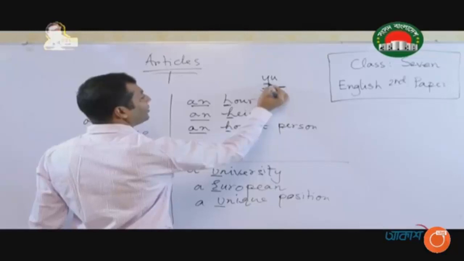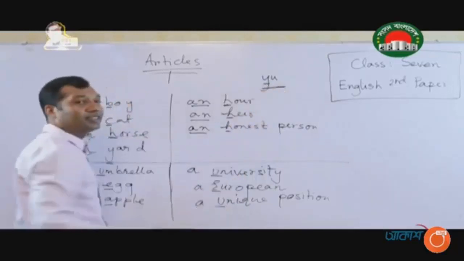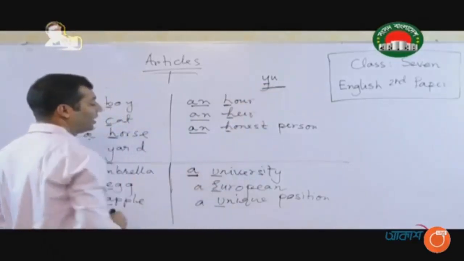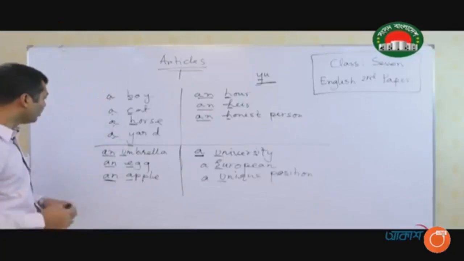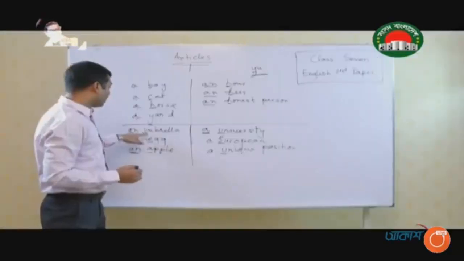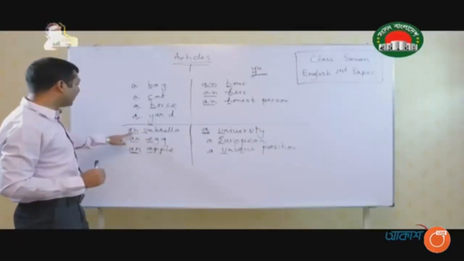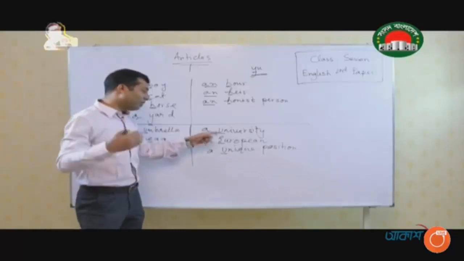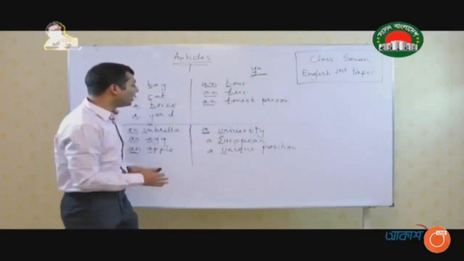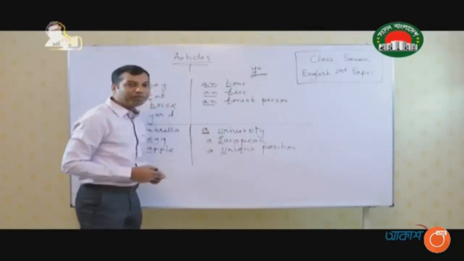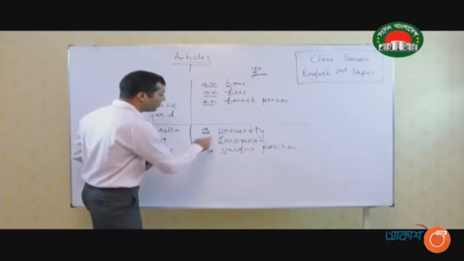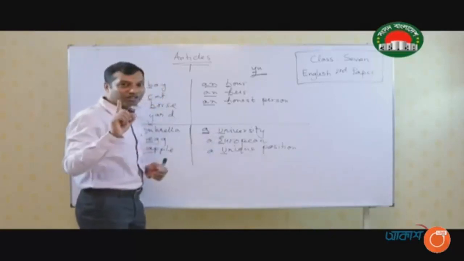So is Y a vowel or a consonant? Y is a consonant. As Y is a consonant, we must use the article a here. Basically, if the initial sound is a vowel, then it takes the article an. But if the initial letter may be a vowel but is pronounced as a consonant, like U, look at my lips, U, then it will take the article a, not an.